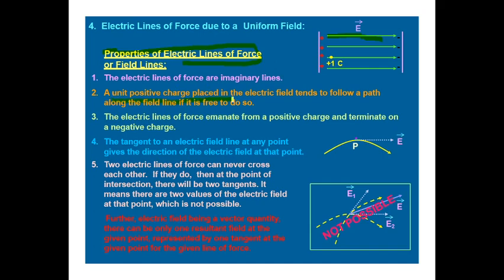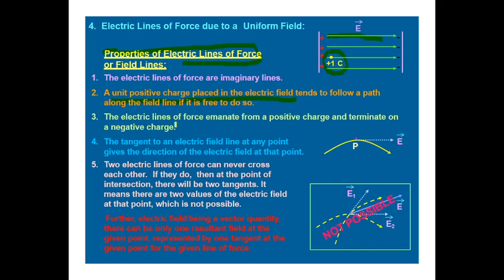A unit positive charge is placed in an electric field and tends to follow a path along which the electric line of force is, if it is free to do so. If this charge plus q is placed in an electric field, then the path followed by this charge q shows the direction of the electric field. Now this represents the electric field lines. If it is free to do so, it will follow the path. This is the electric line of force.